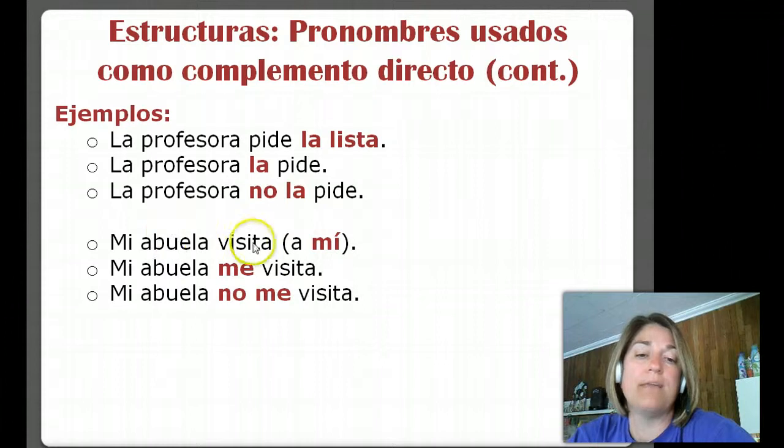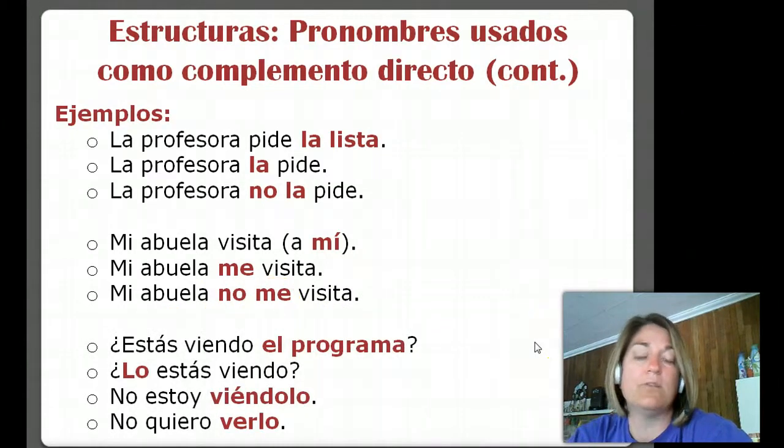Mi abuela visita a mí. So this is the expression for me, okay, in the sense of being an object. My grandmother visits me. And then to use the direct object pronoun, you're going to use me. And again, it precedes the verb. So mi abuela me visita. Mi abuela no me visita. That would be the negative. My grandmother does not visit me.